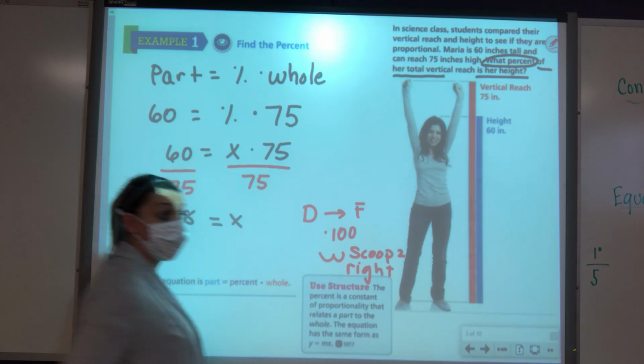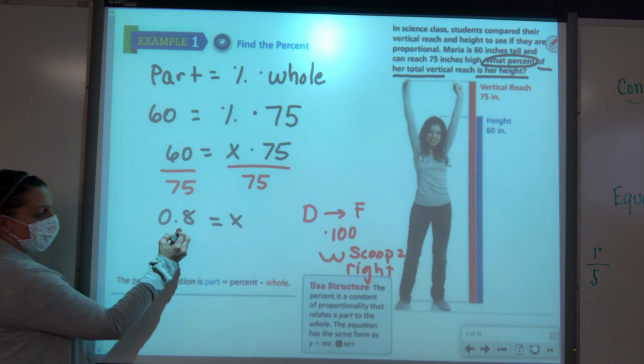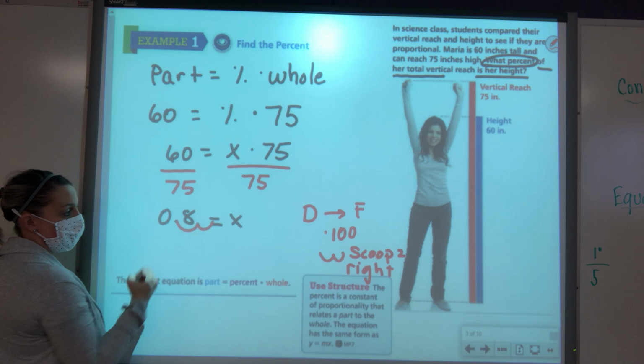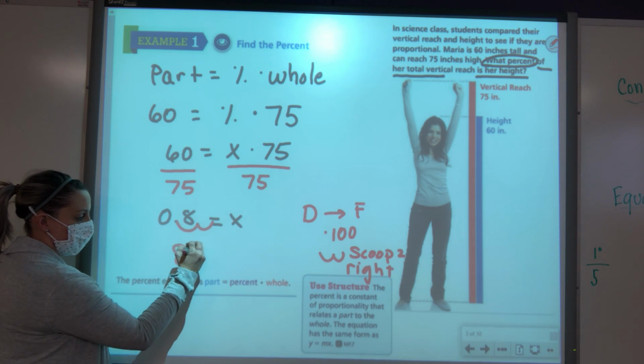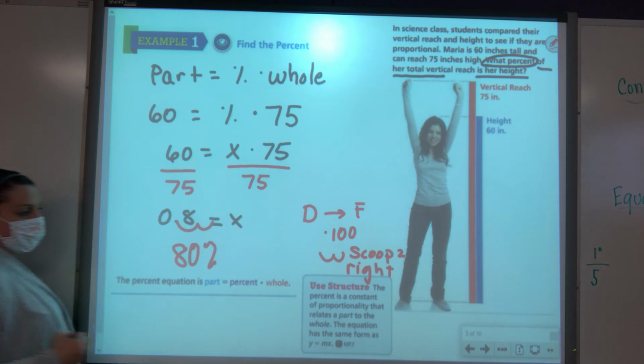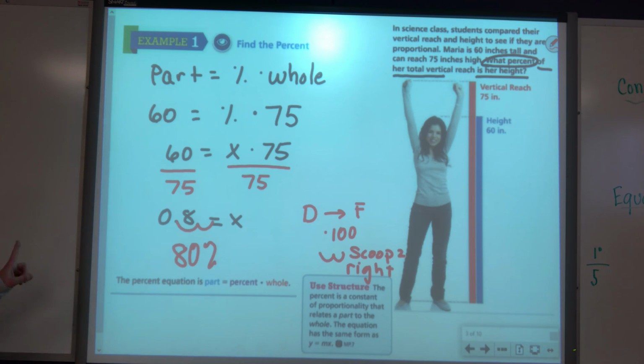Okay, so we have to scoop 1, 2. What goes in this hole? 0. A 0. So this is actually 80%. So her height is 80% of her vertical reach.